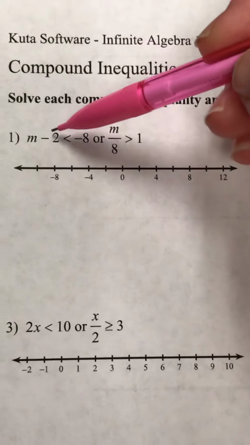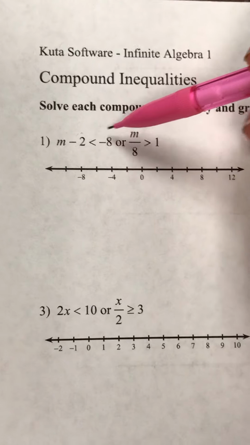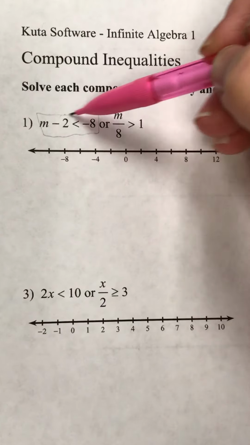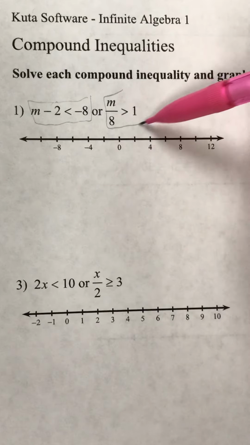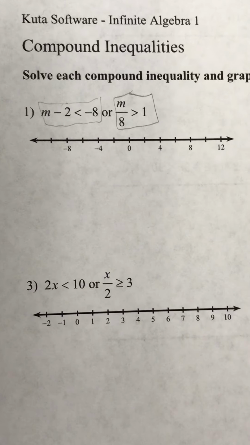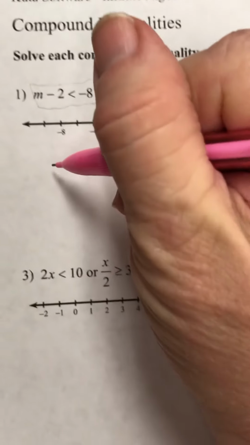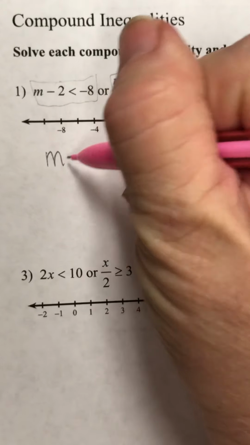Okay, so on number 1, when we look at this one, we need to solve this for m. And we need to solve this for m. And it's saying it's one or the other, but not both of those. And so we solve that. And my apologies, this is a little awkward.